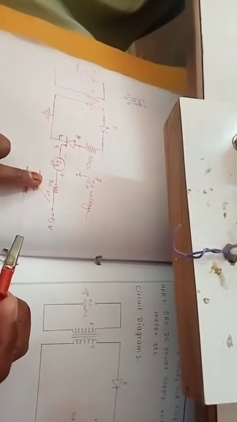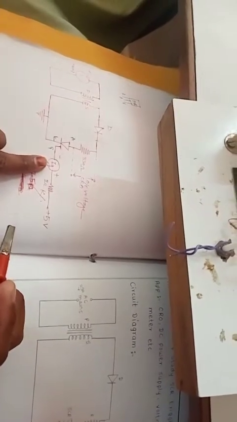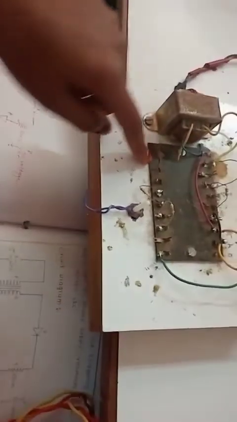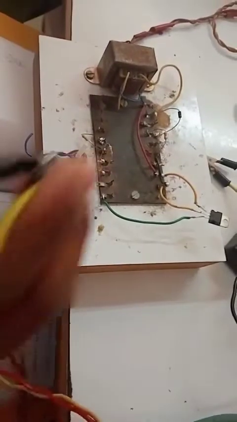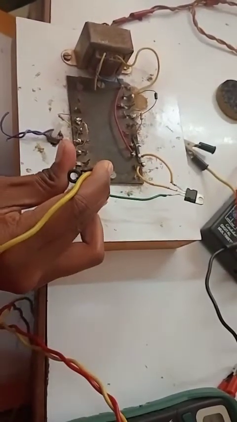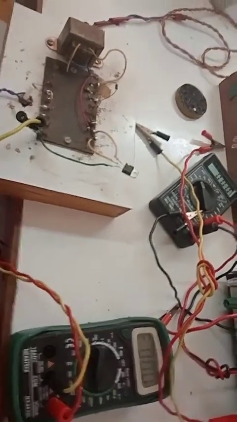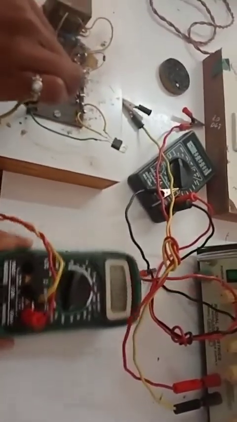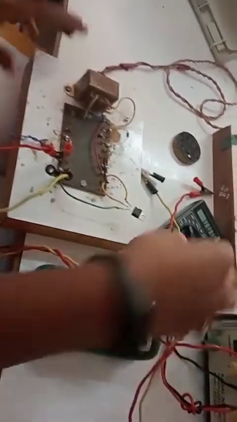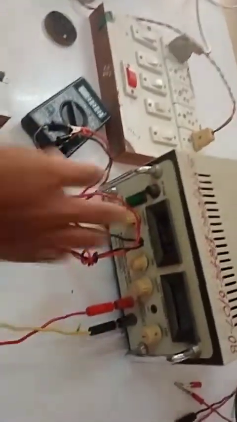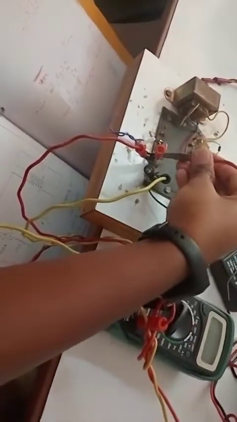Here the TP for Ig is connected in the circuit. The negative of the multimeter is connected to the SCR gate, and the positive to the resistor, and the TP positive to the next terminal of the resistor, and the negative to the ground at the cathode.